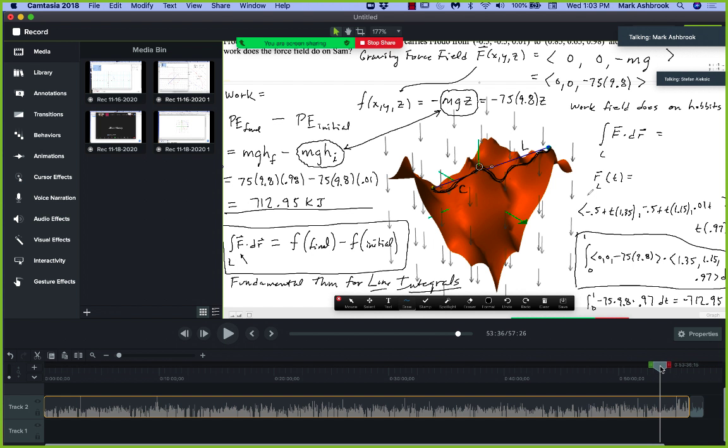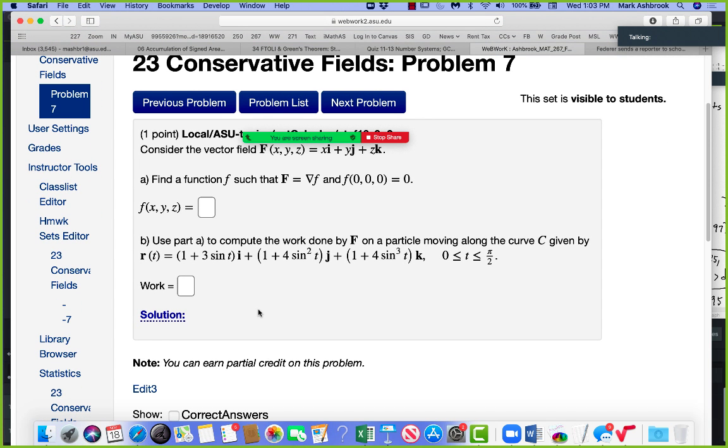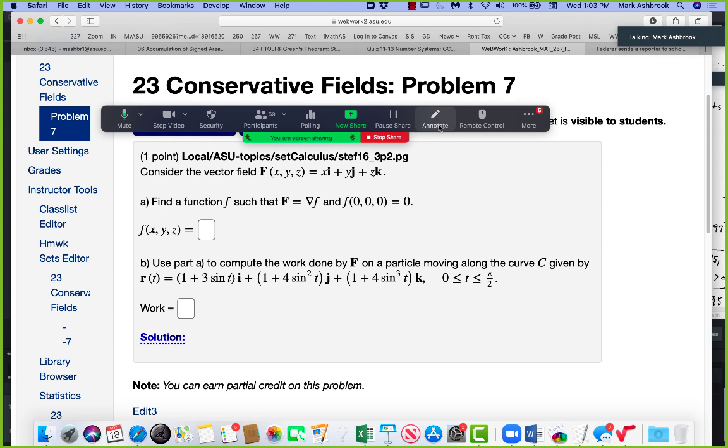Any questions about coming up with the fundamental theorem of line integrals? All right, so let's take a look at our problem. Okay, so number 7 says we have the vector field, with x, y, z as the components of the vector field.